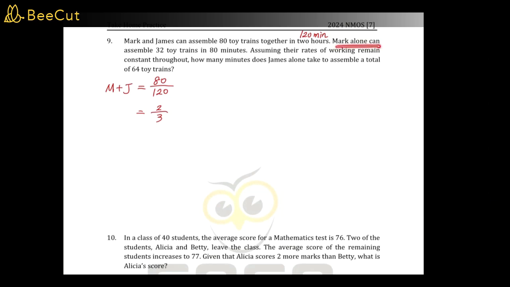Now, Mark alone can finish 32 toys in 80 minutes. So the rate of Mark is 32 over 80. Simplified, this is 2 over 5. Then from there, we can find the rate of James. So the rate of James is the sum of the rate, 2 over 3, minus the rate of Mark, 2 over 5. That's 10 over 15 minus 6 over 15. So this equals 4 over 15.